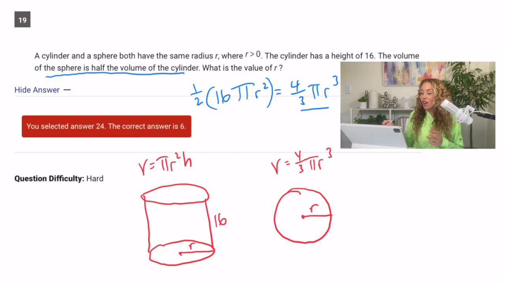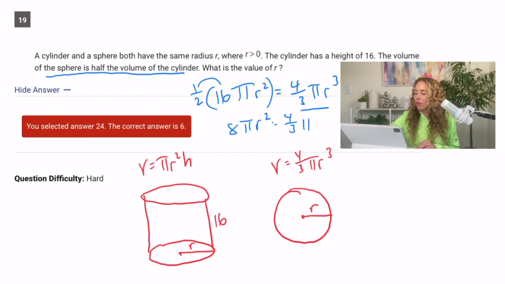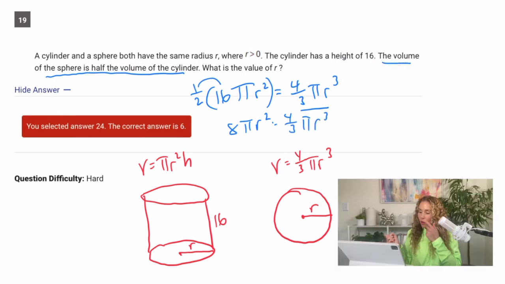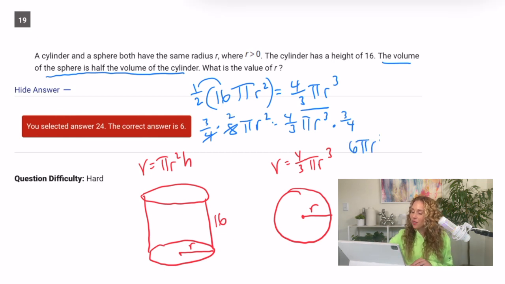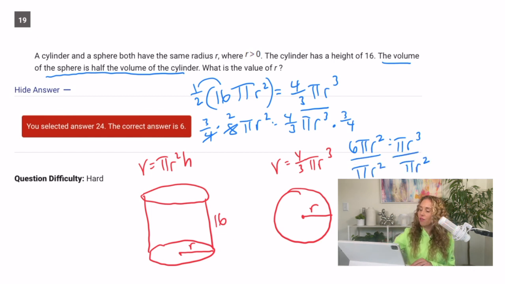Now I'm going to go ahead and solve it. So I basically have 1/2 times 16, which is 8. So I have 8 pi r squared equals 4/3 pi r cubed. And so I'm going to multiply both sides by 3/4 to get rid of that nasty fraction. 8 cancels with the 4. 3 times 2 is 6. So 6 pi r squared equals pi r cubed. Let's divide both sides by pi r squared. That way we can get an r by itself. These all cancel. These cancel. We're left with an r to the first. So r equals 6 because that's all that's left.